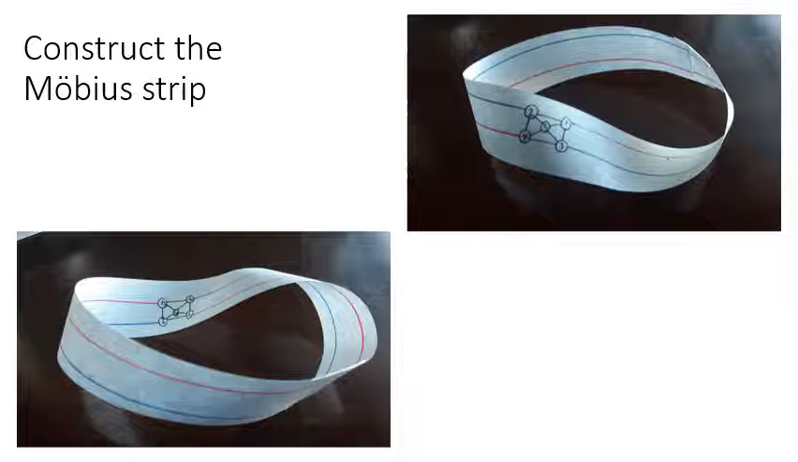The final step to construct the Mobius strip is to take the ends of the paper, twist one end, and then tape them together. You now have a Mobius strip with the graph K5 embedded on it. On the slide here are a couple of pictures of the Mobius strip that I constructed.